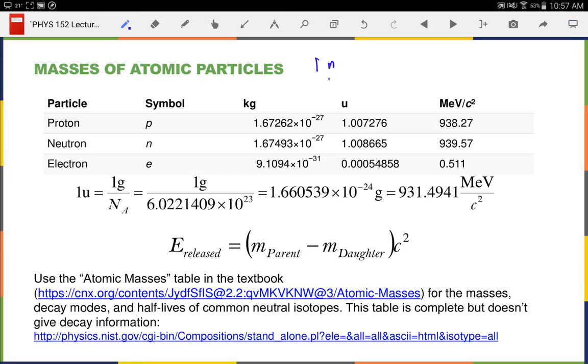mole of carbon-12 has a mass of 12 grams. Exactly. And 1 atom of carbon-12 has a mass of 12 atomic mass units. Exactly. That's how we define the atomic mass unit. Well, what's the relationship between a mole and an atom?